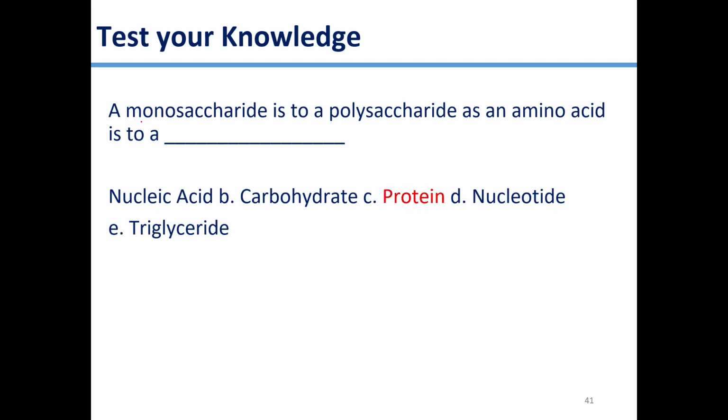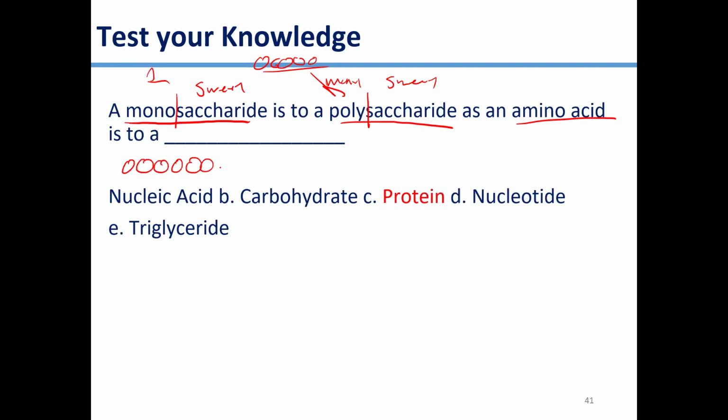All right, and in this case, a monosaccharide is to a polysaccharide, right? Because you take a bunch of monosaccharides, because mono is 1, and saccharide is sweet, and poly is many. So in this case, you're taking a bunch of these monosaccharides to produce a polysaccharide. It's the same for amino acids. We take a bunch of amino acids to produce a polypeptide, which is going to be our protein.